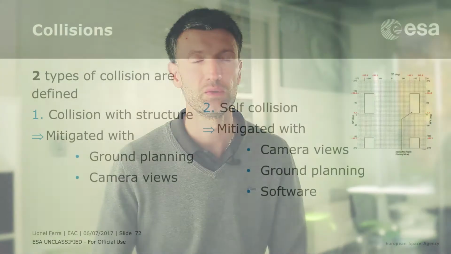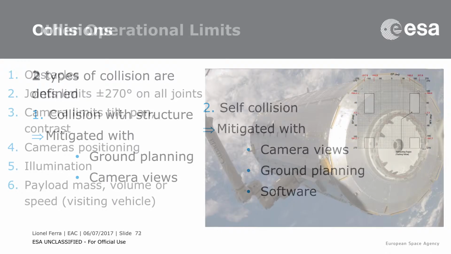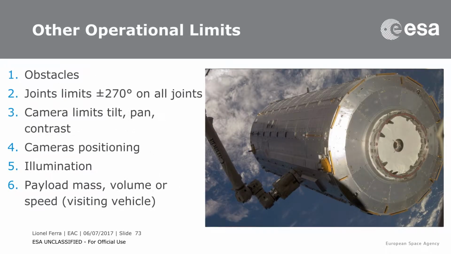And we try also to mitigate that using camera views and planning, but also there is a software part in the arm that tells you, hey, your hand is getting closer to your shoulder, you have to watch out. That's what is shown here on this display. We have charts helping us to avoid these collisions. Other limits that we have when we fly the arm is we have to avoid obstacles, so going around antennas, cameras, or trusses or structure. Also, all the joints have a certain limit. They cannot spin forever, so they are limited to plus or minus 270 degrees.